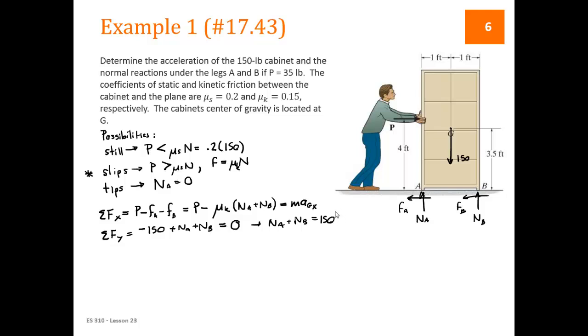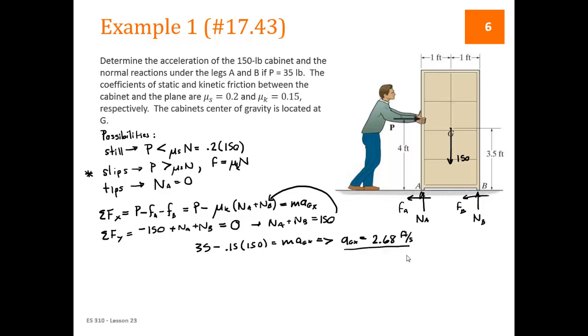So we can take this 150 and plug it in up here, and we get that the acceleration in the x direction of the center of mass: P, which was 35, minus 0.15 times 150 gives us mass times acceleration of the center of gravity in the x direction, which gives us that the acceleration of the center of gravity in the x direction is equal to 2.68 feet per second squared.